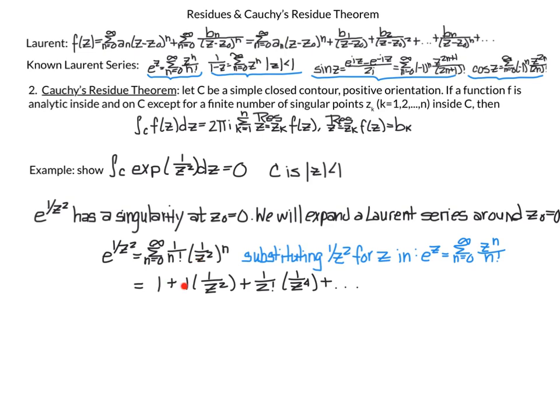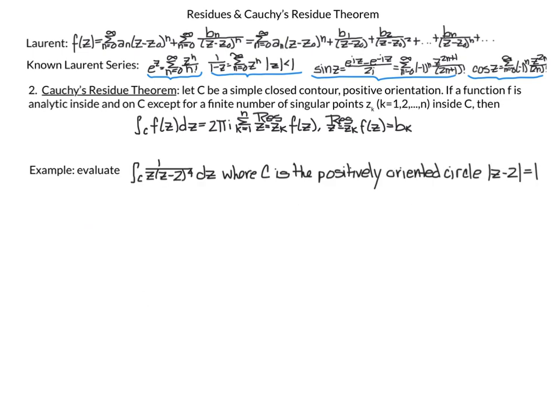When n equals 1, we get 1, and then we have 1 over z squared. For n equals 2, we get 1 over 2 factorial, and we have 1 over z to the 4th. Now, looking for our 1 over z term, that's to get our B1, our residue, we notice that there's no 1 over z term. So in other words, our residue is equal to 0, which makes our closed curve integral equal to 2 pi i times 0, which is just equal to 0. And that's exactly what we were asked to show.